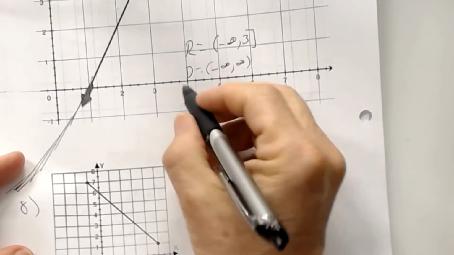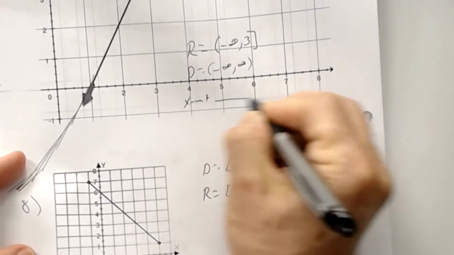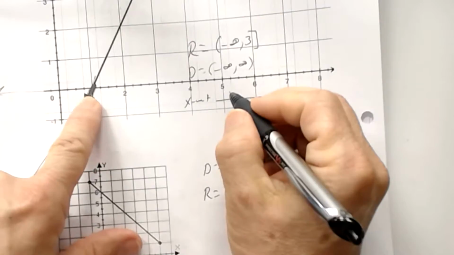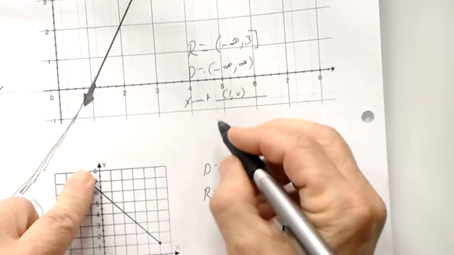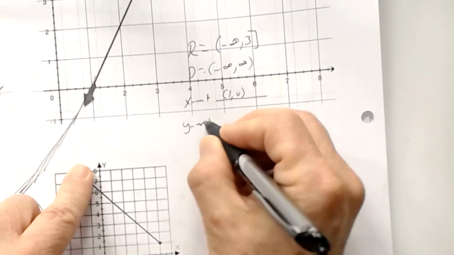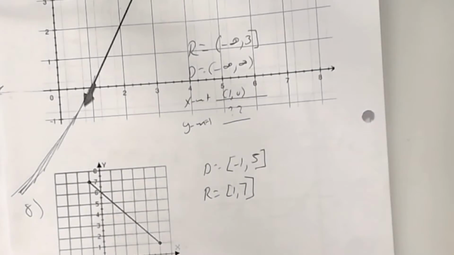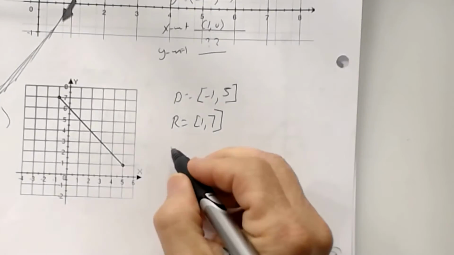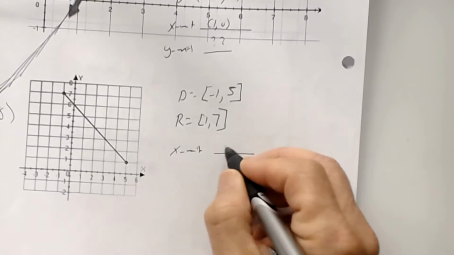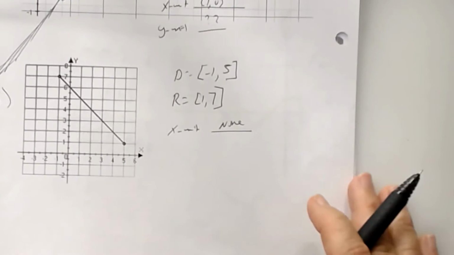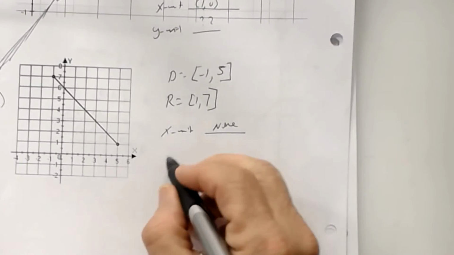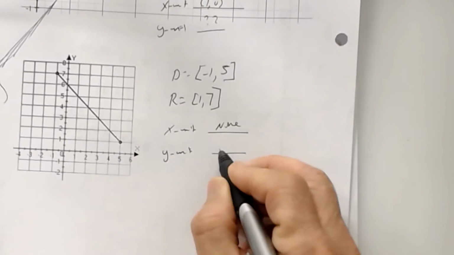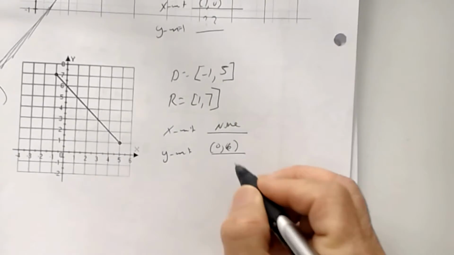Let's see. Number 7. How many x-intercepts are there? 1. What is it? Looks like it's about 1, 0. There is a y-intercept, but you really can't tell me what it is. So I'm just going to put a question mark there. Number 8. How many x-intercepts are there? None. Those are not arrows. Those are endpoints. But there is a y-intercept. What is it? 0, 6. Very good.